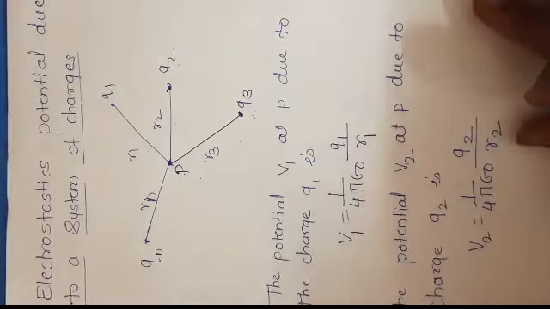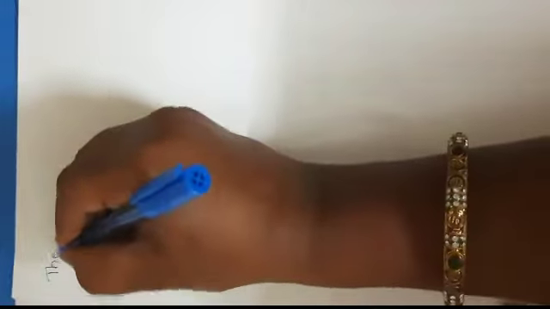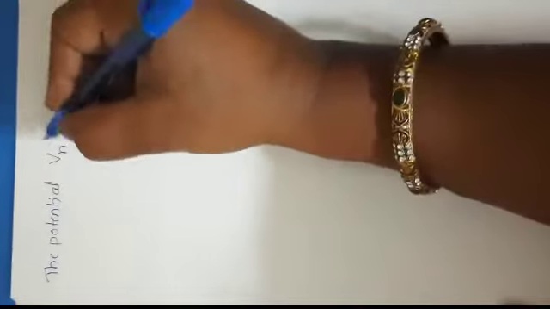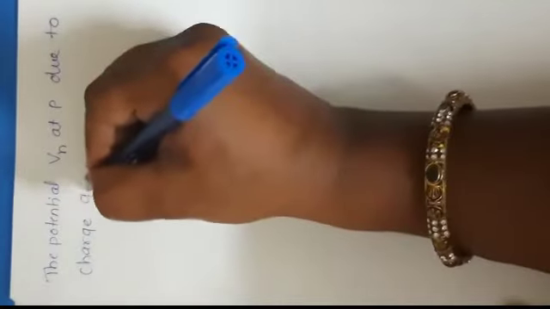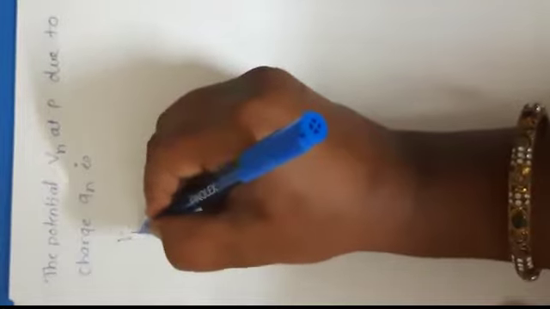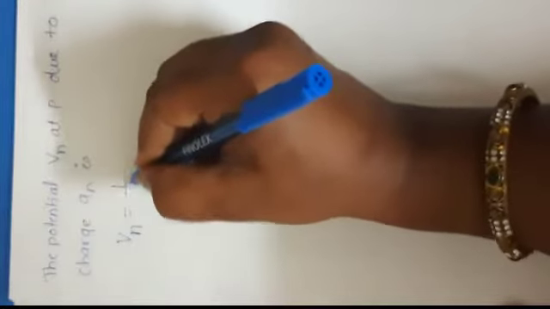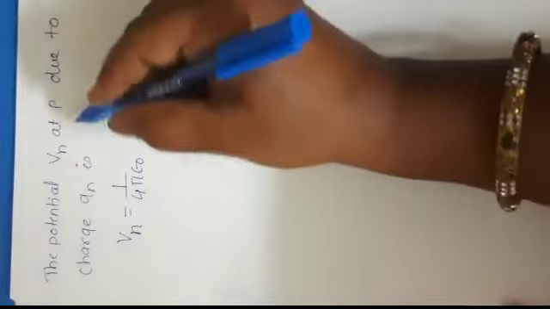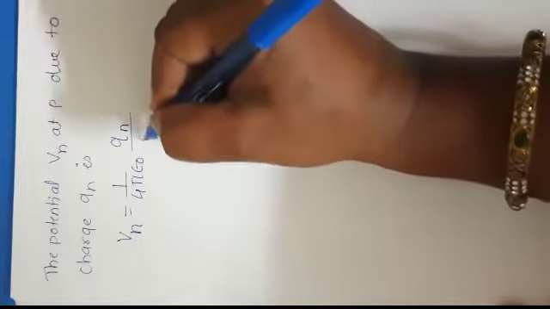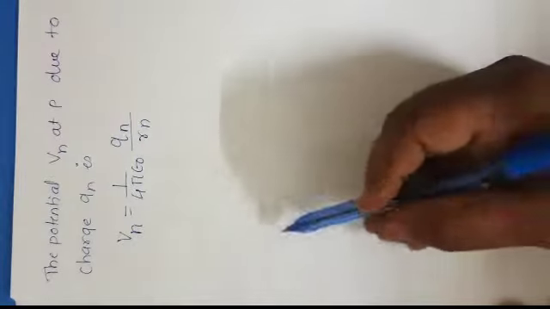Then we find the potential Vn at P due to charge qn. Again using the formula for electric potential, Vn is 1 upon 4 pi epsilon 0, qn upon rn, for the nth charge. This is the formula for Vn.